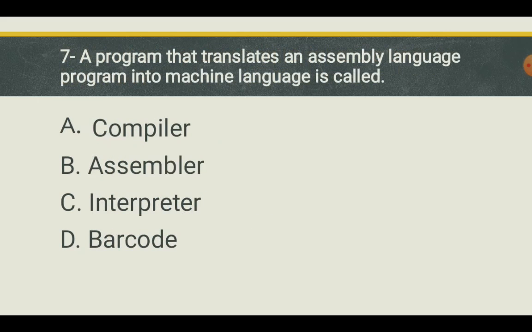Next. Question 7. A program that translates an assembly language program into machine language is called A. Compiler. B. Assembler. C. Interpreter. D. Barcode. Please note your answer on the paper. 5, 4, 3, 2, 1. I hope you have noted your answer.